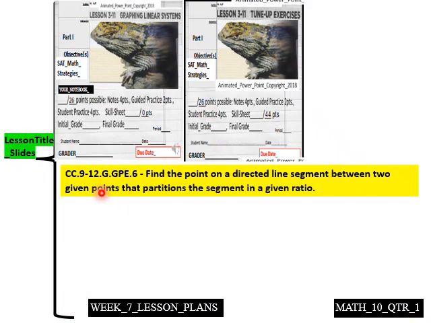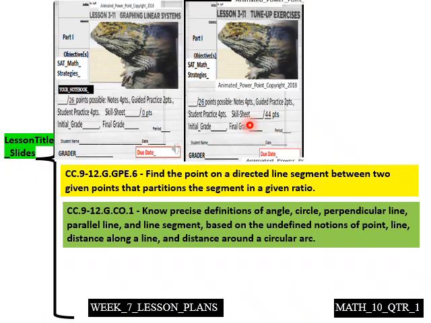I think this covers a lot of Common Core 9 through 12, G.GPE.6: find a point on a directed line segment between two given points that partitions the segment in a given ratio. So that's more exercise for that. And then also CO.1, the circular arc standard, hits that as well.